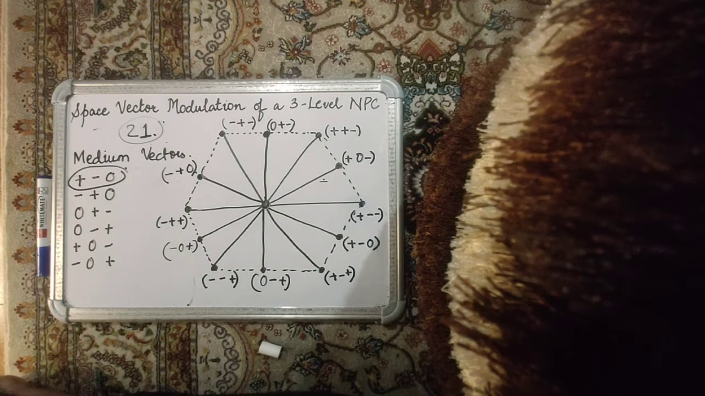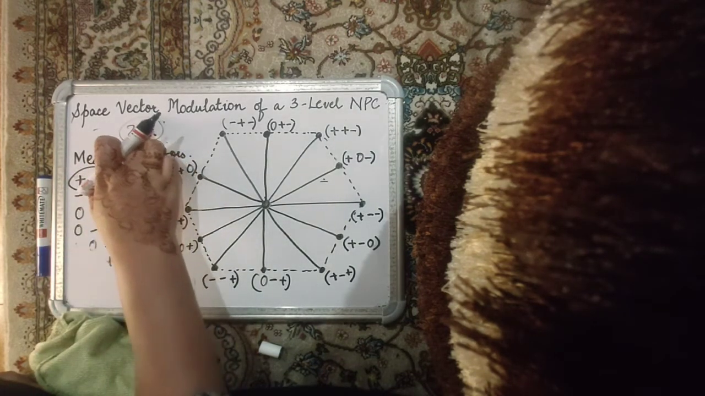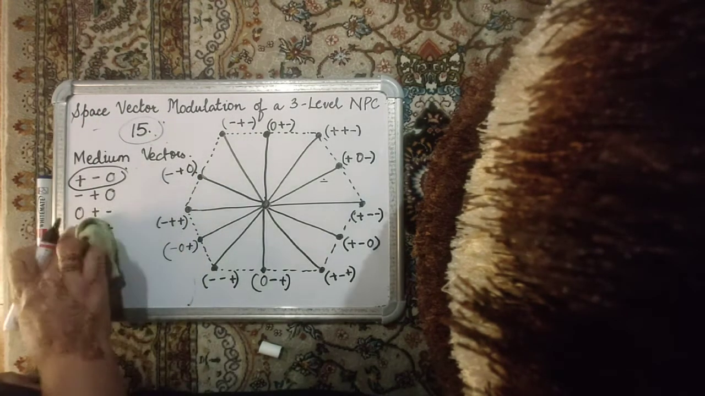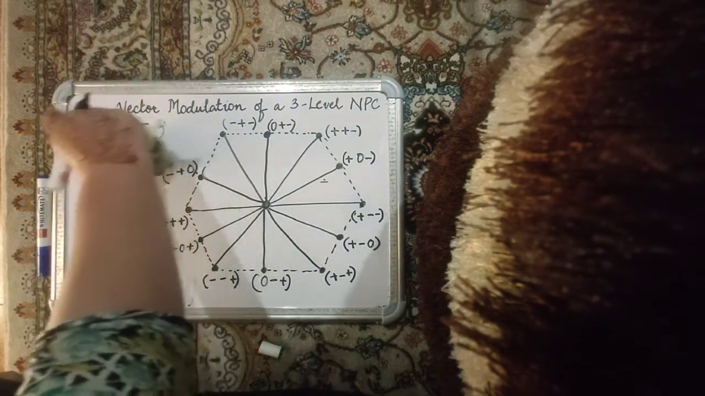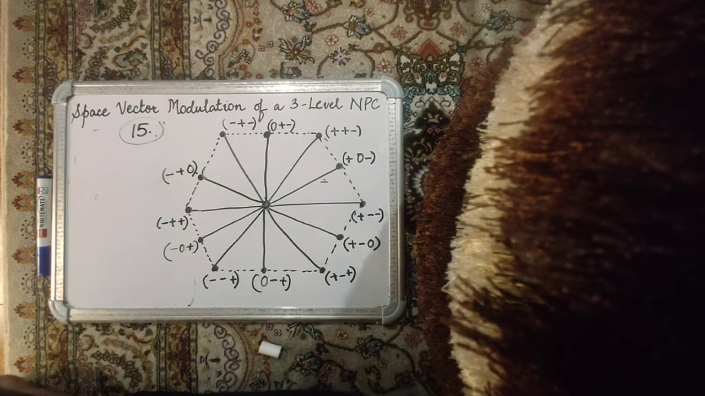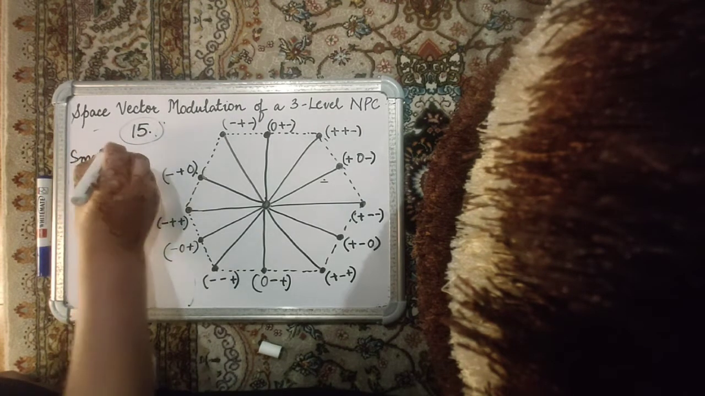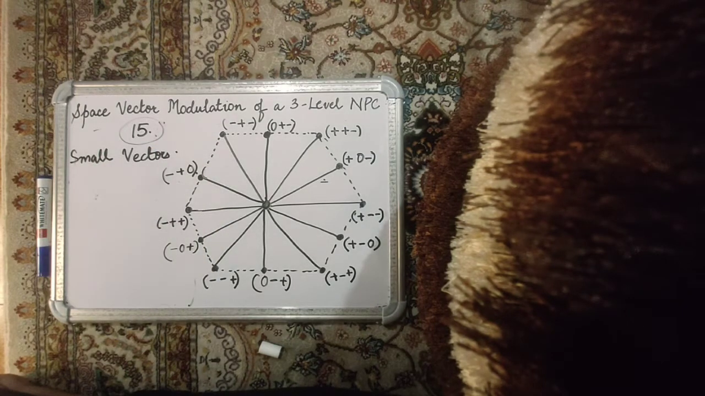Now let's move on to the third category of vectors, that is the short vectors. By now we have subtracted 12 vectors, so we are left with 15 vectors in total. Out of 27, we have 6 large vectors and 6 medium vectors, a total of 12 accommodated, and now we are left with 15 vectors. Out of these 15 vectors, the small vectors or the short vectors are 12 in number.